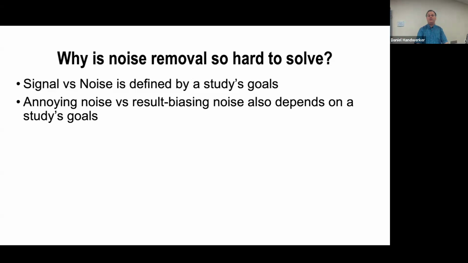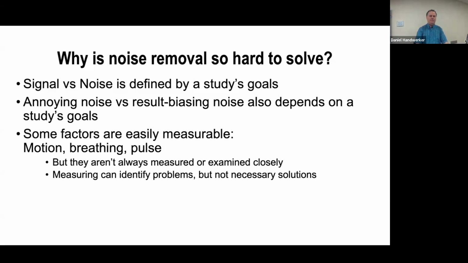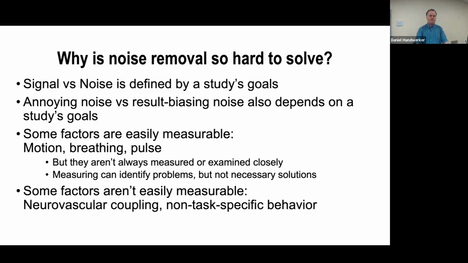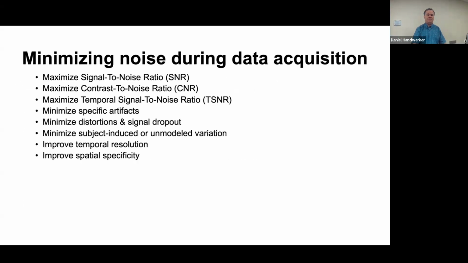And what's annoying noise for one study essentially biases all your results in another. There are some factors that are measurable, but just because we can measure and see a problem doesn't mean you have a solution. And there are other things that aren't as easily measurable, like neurovascular coupling changes across populations or non-task specific behavior that you might not have measured.